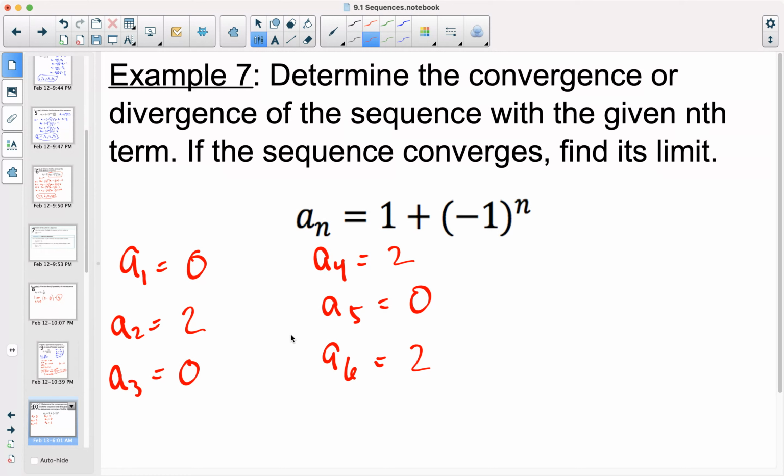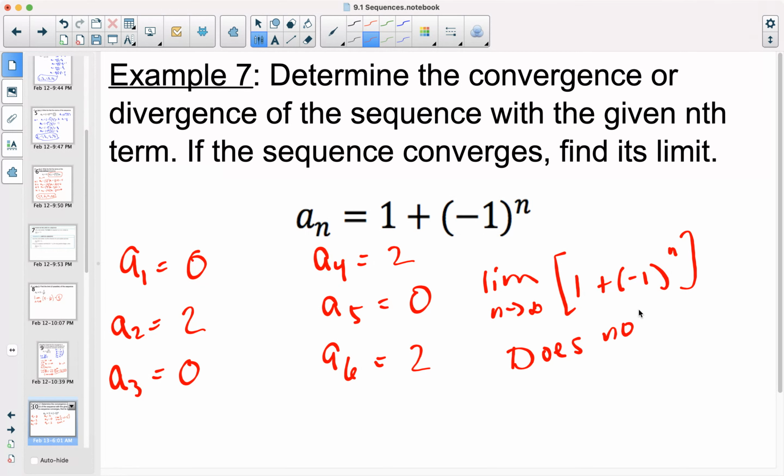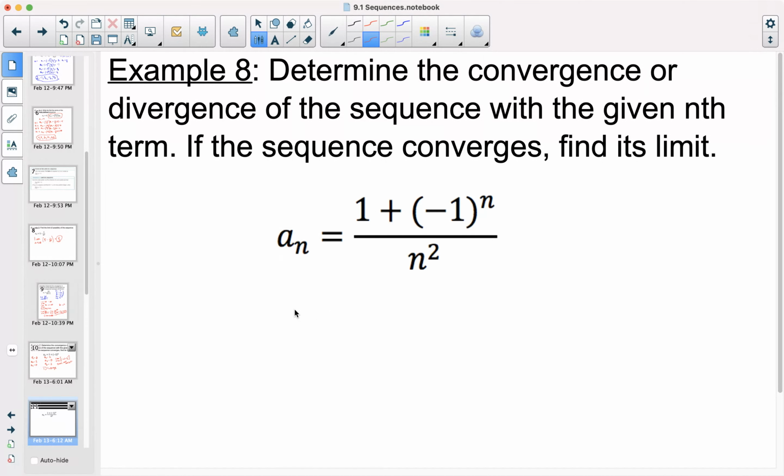This will never converge onto a single value, which says that the limit as n approaches infinity of 1 plus -1 to the n does not exist, which is called a diverge. That's all you have to do. That's why I always start by trying different terms, because that helps with understanding what the actual limit will be. Example 8.